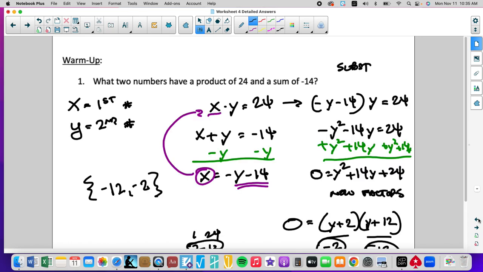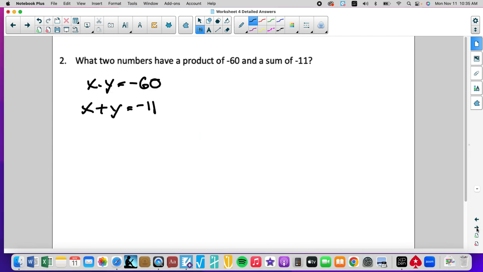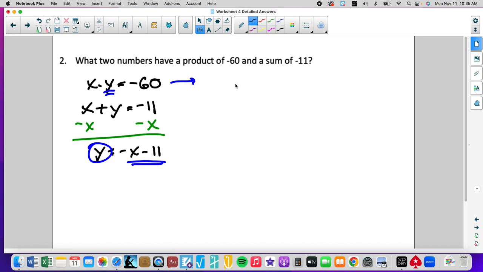What did we solve for? We solved for x in the last one. Let's solve for y. Let's do it differently. So we'll isolate y. We'll minus x. We get y equals negative x minus 11. So we'll take this value and substitute it in for y in the other equation: x times (negative x minus 11) equals negative 60. We will distribute. That's negative x squared minus 11x equals negative 60.